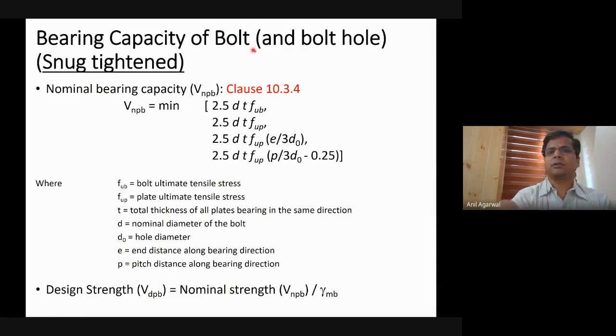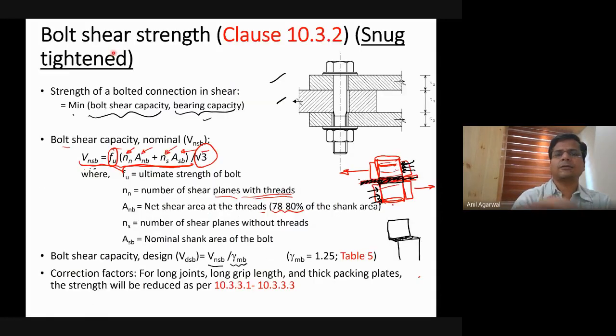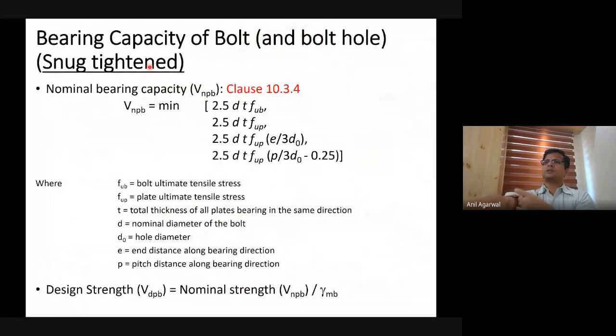This is the bearing capacity of the bolt and bolt hole. So when you say bearing capacity of the bolt, we automatically mean that not only the bolt, but the bolt hole may also undergo bearing failure. Both these provisions that we have talked about here are for snug tightened connections. If the bolt is slip critical, we had discussed this in the last class, that is, it is tightened pre-tension to the level where the plates don't slide against each other, then these capacities don't matter.